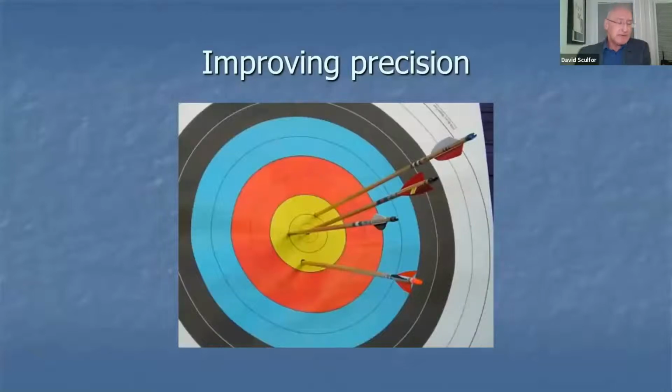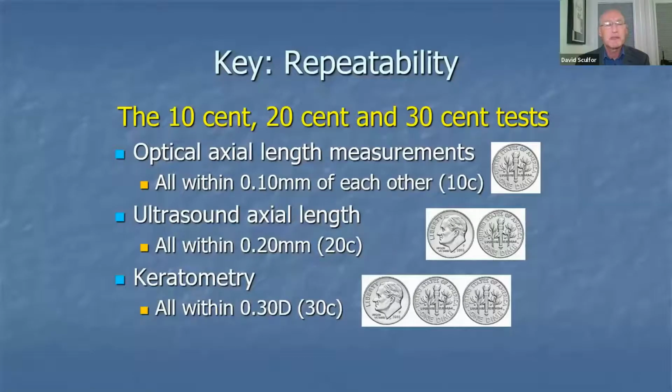Now, doing the calculations to the nth degree is no use unless you're putting good data in. So I'm just going to spend a couple of minutes looking at how we can improve precision in our measurements. So we came up with something called the 10 cent, 20 cent and 30 cent test. Now, in fact, it used to be the 10 pence, 20 pence, 30 pence tests, but I did this webinar for India a few months ago where we had an audience of over 900, and I had to do away with the pence and change it to cents because everyone recognises cents.